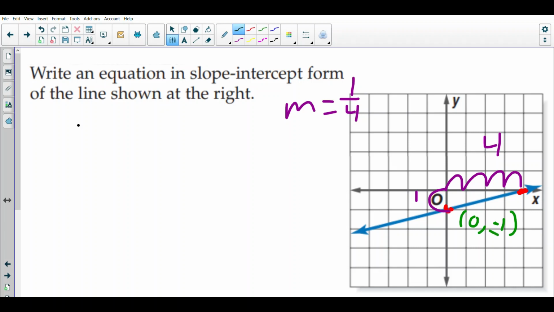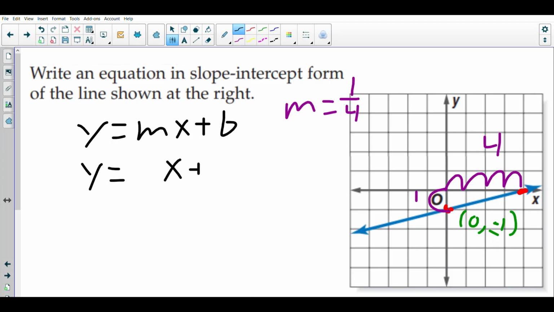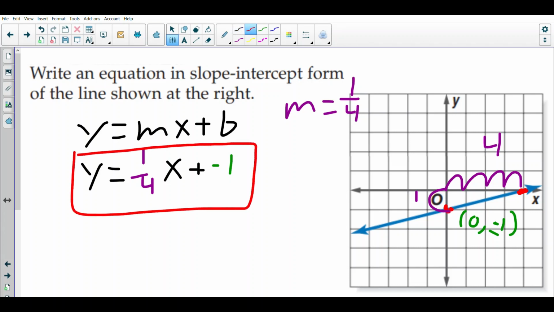So we plug into y equals mx plus b. I'm going to take out the m and the b, so y equals, and my slope is 1/4, so 1/4 x plus my b, which is -1. So there is your solution. Y equals 1/4 x plus -1.